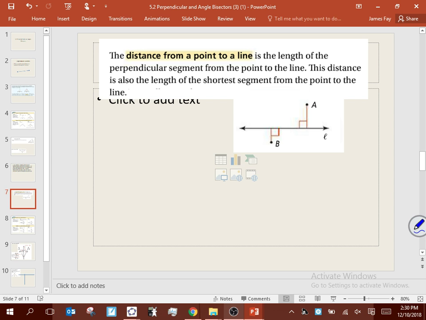So we need to make sure that we understand that there are actually a lot of distances from a point to a line. Think about where you're sitting as being a point, and think about the wall in front of you as being a line. And we talk about the distance from you to the wall. Are there a lot of different routes that you could take to get to the wall? Yeah. Okay.